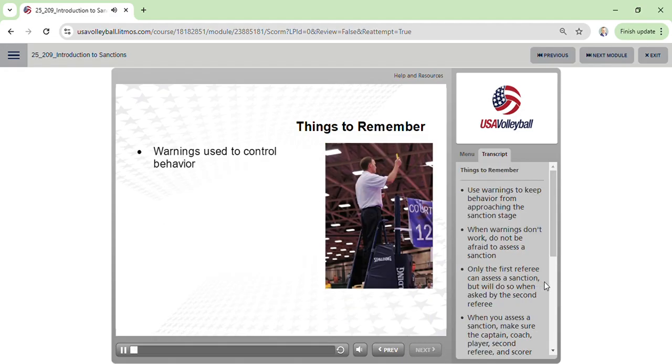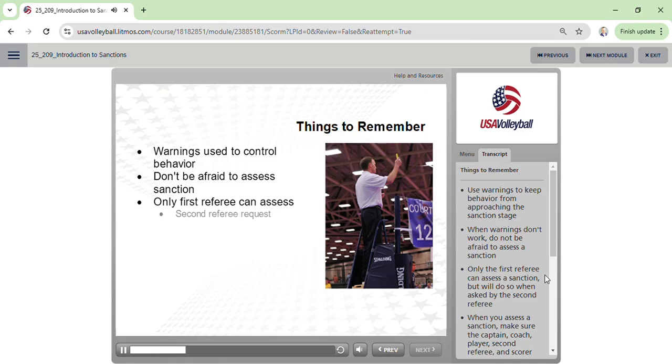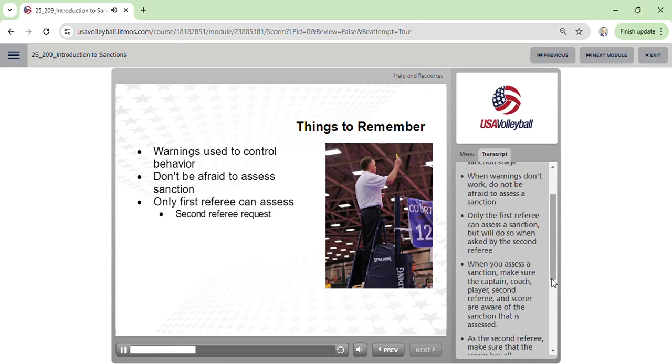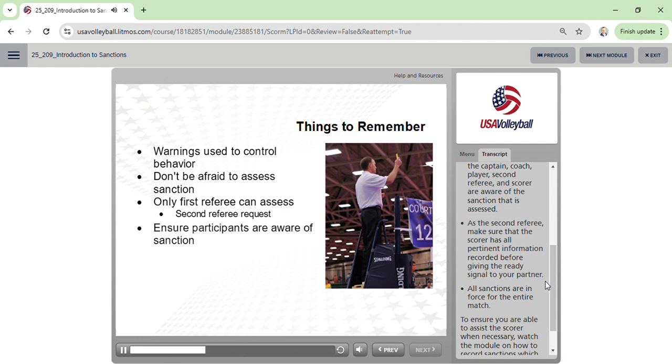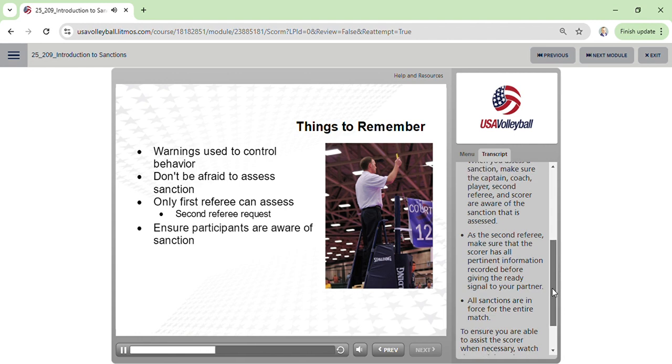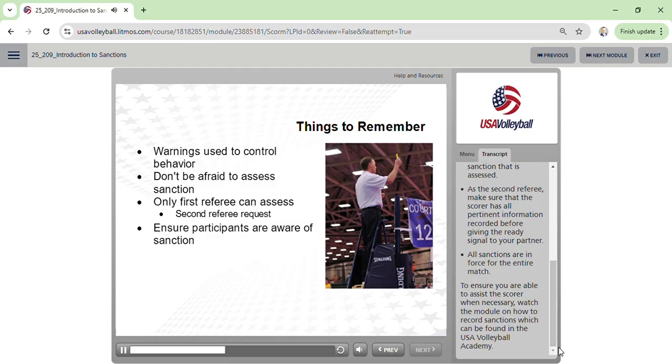Use warnings to keep behavior from approaching the sanction stage. When warnings don't work, do not be afraid to assess a sanction. Only the first referee can assess a sanction, but will do so when asked by the second referee. When you assess a sanction, make sure the captain, coach, player, second referee, and scorer are aware of the sanction that is assessed. As the second referee, make sure that the scorer has all pertinent information recorded before giving the ready signal to your partner.